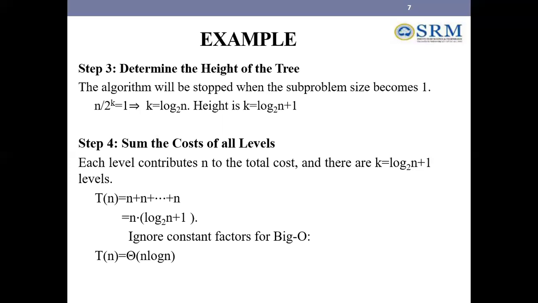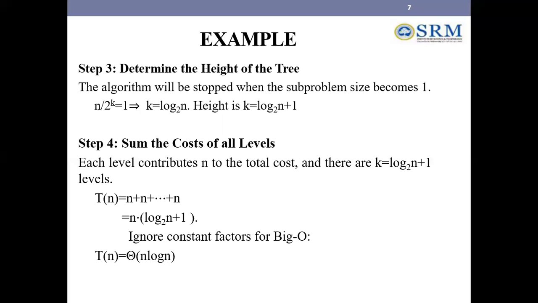So sum the cost at all levels. Each level's cost is n, and there are log n plus 1 levels. So T of n is equal to n plus n, that is the cost at each level, and we are adding all the levels. The total number of levels will be log n plus 1, including the root node. Each level's cost is n, so n into log n.